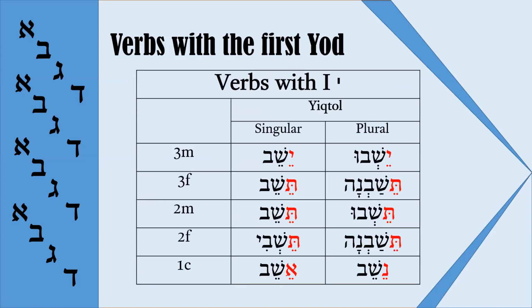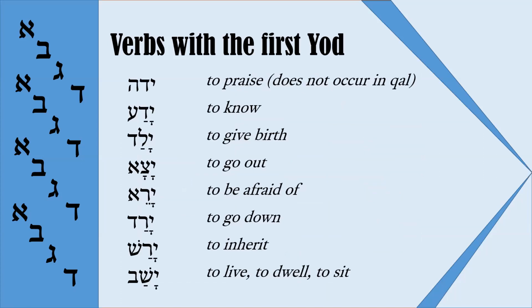But I can give you a very, very simple thing, and later on we will see the difference between them. Actually, to be afraid of, this word yare and yarash, they are a little bit different, because in the kal conjugation, the letter yud will always be there, so it will not disappear.